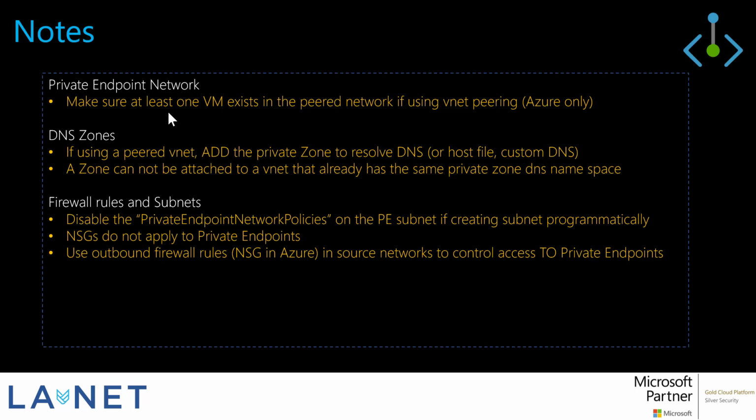Another thing, if you're programmatically creating your subnets, ensure you disable the private endpoint network policies attribute, because that is disabled by default if you do it via the portal, but not if you're doing it via script, because NSGs don't actually apply to private endpoints, so we can't have that setting enabled on the subnet. Okay, and we used outbound firewall rules to control access from source VMs to our private networks, and again that could be your on-prem firewalls as well.